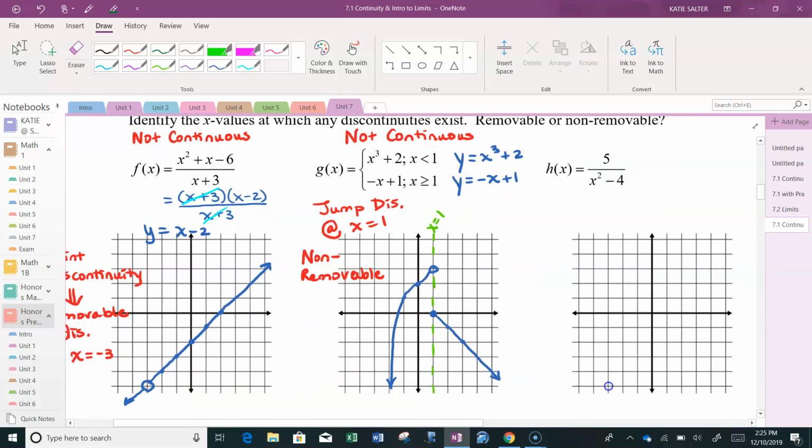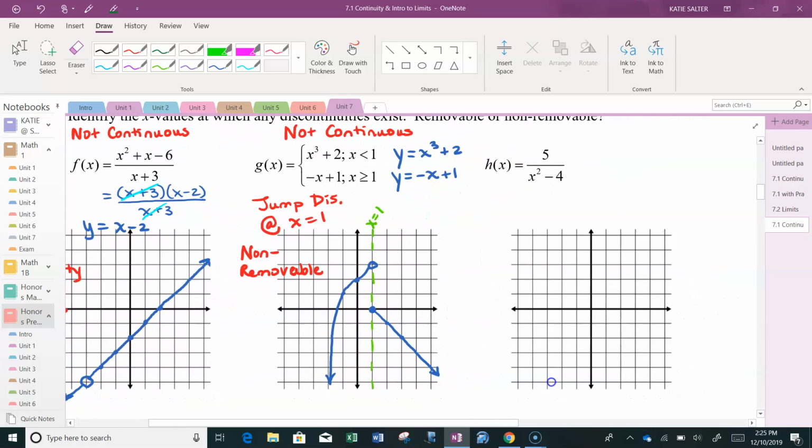All right, so try this third one. Pause the video, and when you're finished, turn it back on.